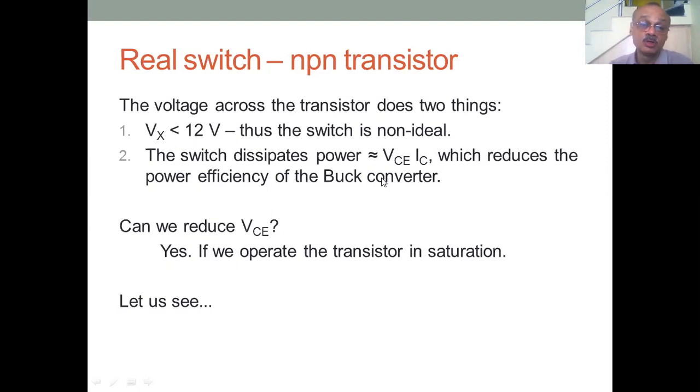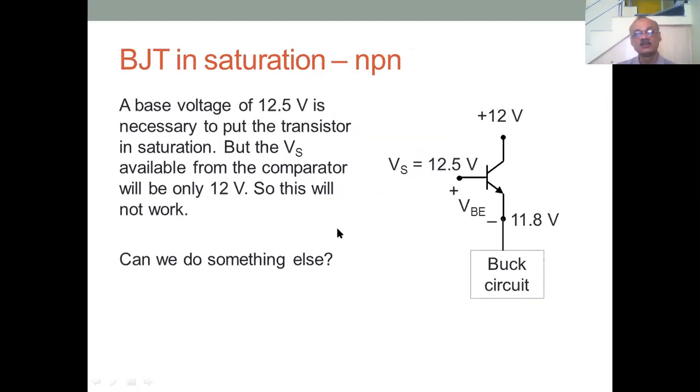But we could, for example, ask the question, why not operate the transistor in saturation? Or in other words, can we reduce VCE so that this power consumption reduces? So can we operate this transistor in saturation? Let us see. You take the bipolar transistor, and we want to operate it in saturation. So this is 12. We want the emitter voltage to be 11.8 volts. So this is 0.2, and we can say the transistor is operating in saturation.